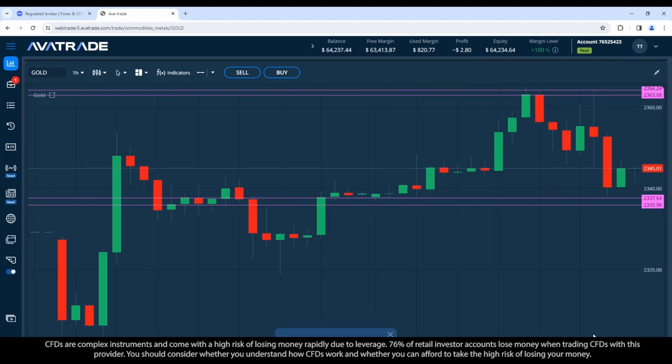So I'm in the direction that the momentum seems to be carrying. It bounced off the support level with a nice bounce, respecting this support level from back here, okay?